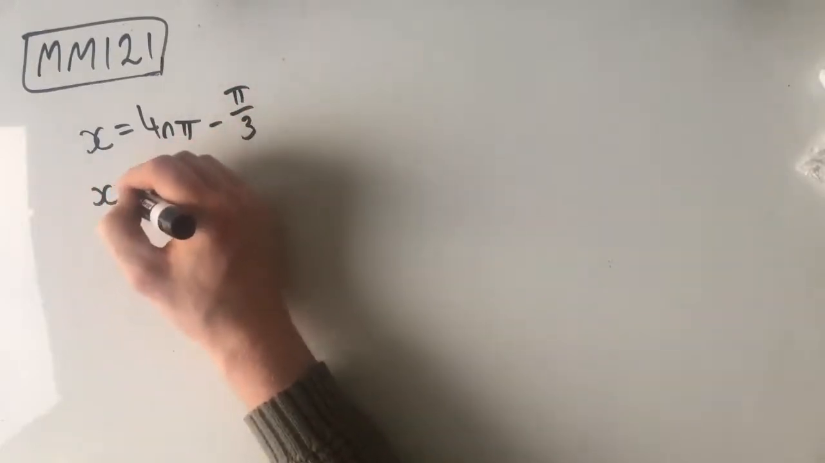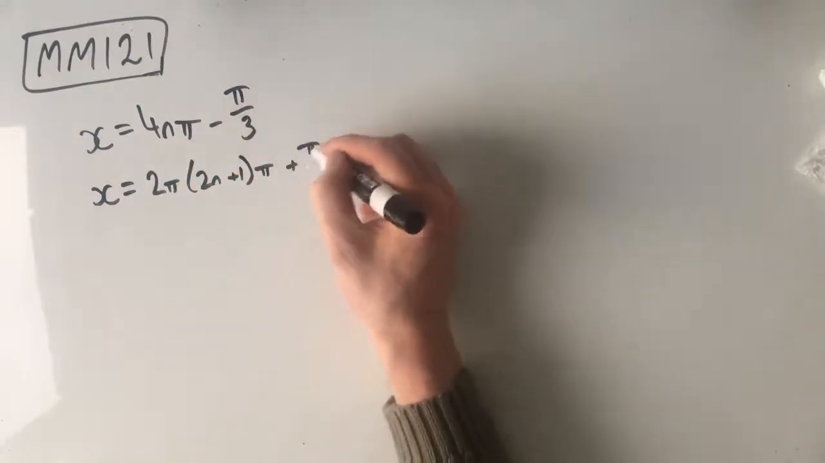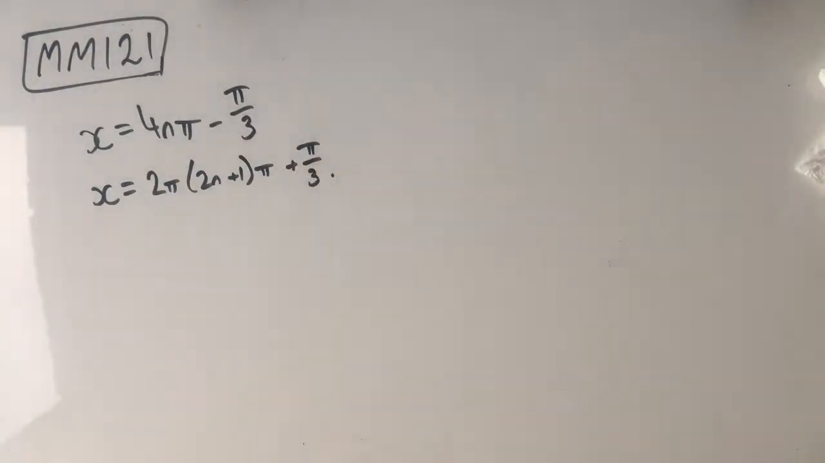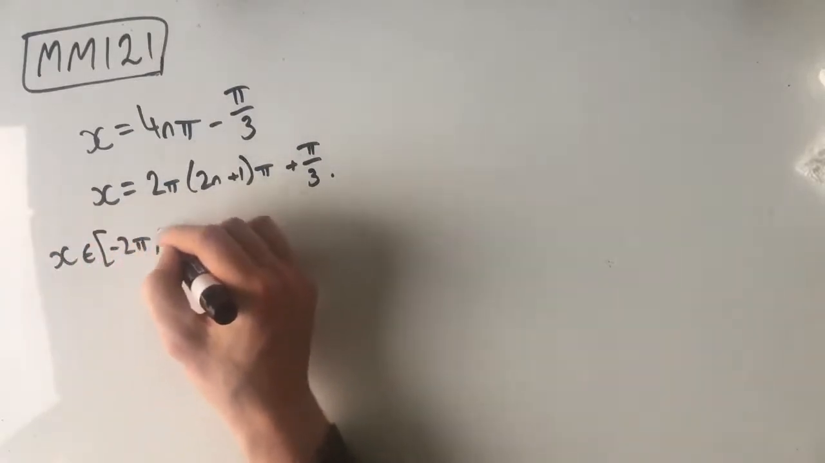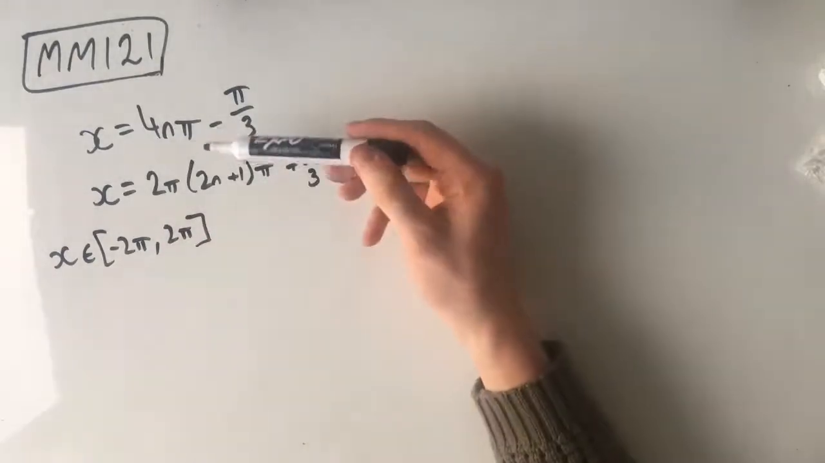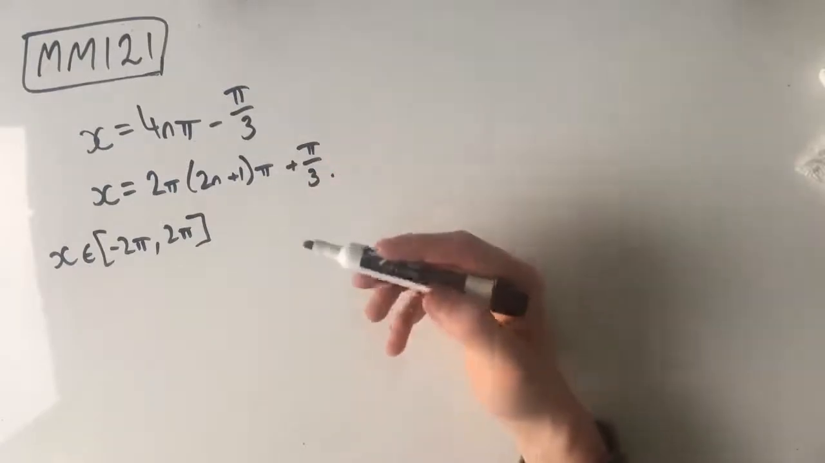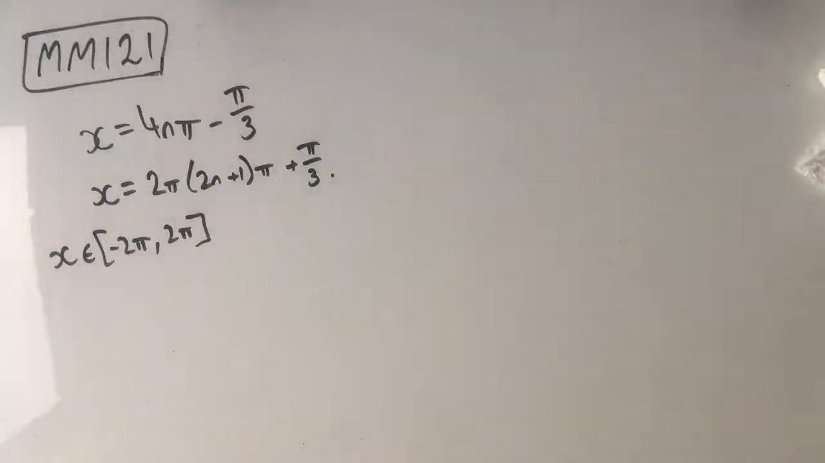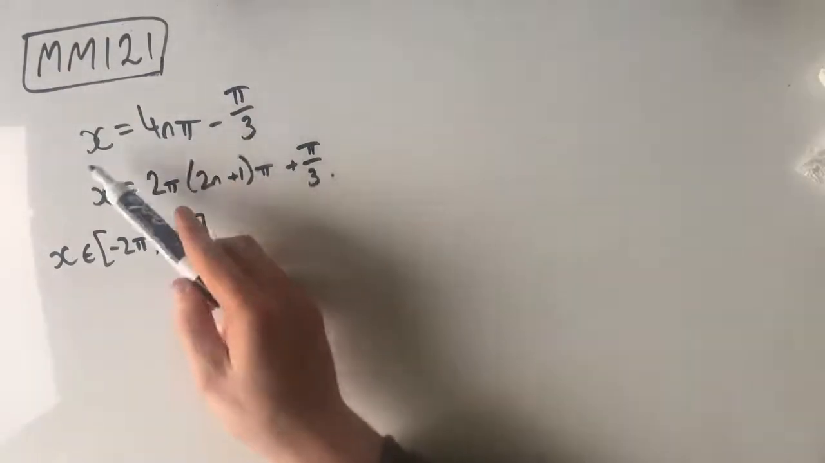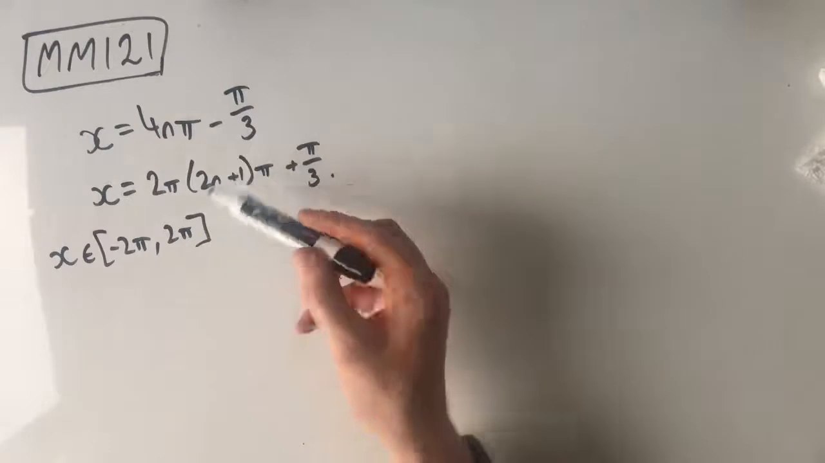x equals this, and x equals 2 pi times 2n plus 1, plus pi on 3. Fantastic. So now we know that x has to be between negative 2 pi and 2 pi. So we're just going to sub in values for n until we exhaust all of our answers. Because the question says hence, we need to use this in our lines of working to figure out our answers. So I always start with subbing in 0 for n. If I sub in 0 for n here, I'm going to get x equals 0, take away pi on 3, which means x equals negative pi on 3.